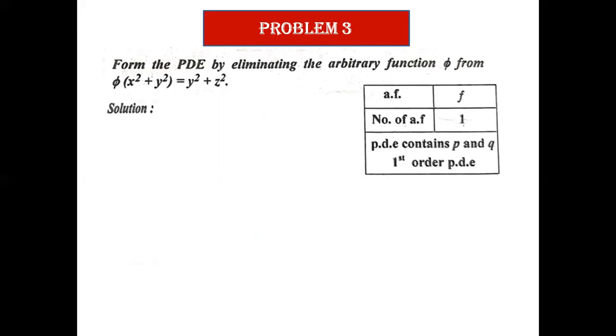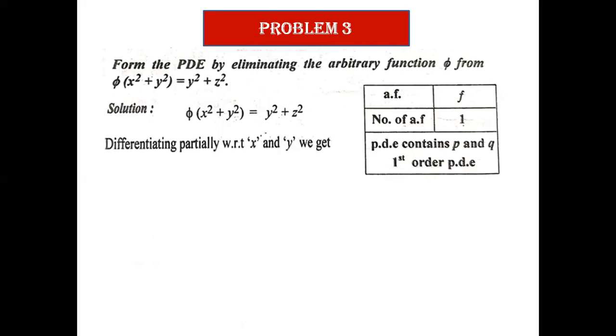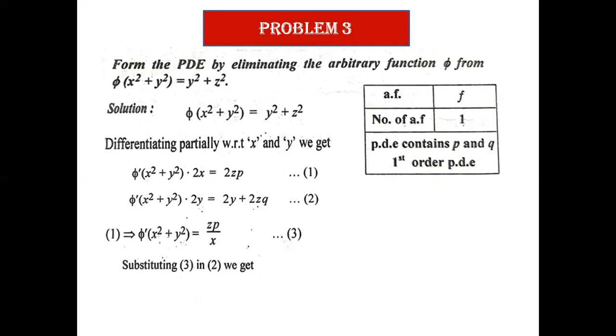Form the PDE by eliminating the arbitrary function phi from phi of (x square plus y square) equal to y square plus z square. That is eliminating the function. First, the number of arbitrary functions is 1, so this is called our first order PDE. First I will write the equation phi of (x square plus y square) equal to y square plus z square, differentiating partially with respect to x and y. Phi dash of (x square plus y square) into 2x equal to 2z into p. Phi dash of (x square plus y square) into 2y equal to 2y plus 2z into q.